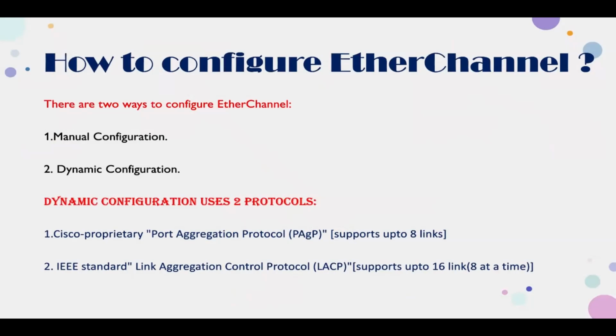How to configure EtherChannel? There are 2 ways to configure EtherChannel. 1. Manual configuration. 2. Dynamic configuration. Dynamic configuration uses 2 protocols. 1. Cisco proprietary Port Aggregation Protocol, PAgP, supports up to 8 links. 2. IEEE standard Link Aggregation Control Protocol, LACP, supports up to 16 links, 8 at a time.